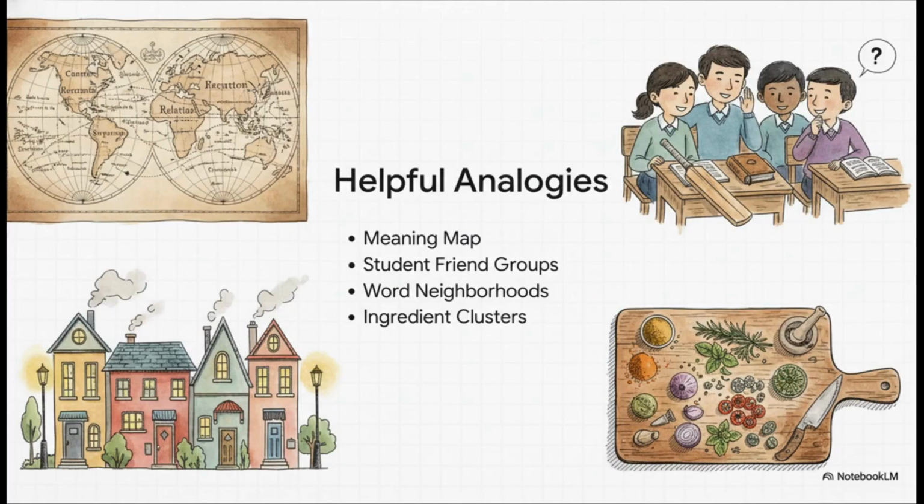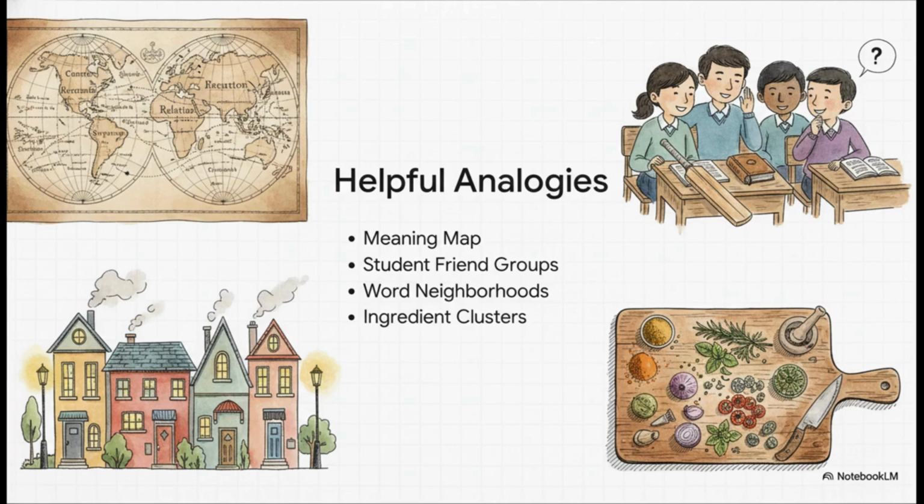To really grasp this, we can relate embeddings to a few simple analogies. First, think of a meaning map. Just like cities have physical coordinates, words now have meaning coordinates. Or think about the student friend groups analogy. Imagine a new student joins your class. You don't know them at all, but you notice they're always hanging out with cricket players and team captains. You can safely guess they probably like sports. An embedding learns a word in the exact same way by looking at its neighboring words.